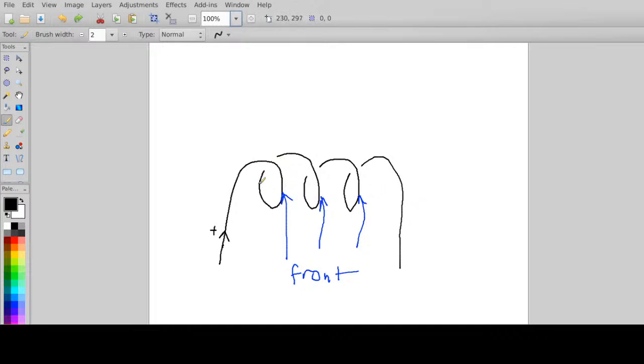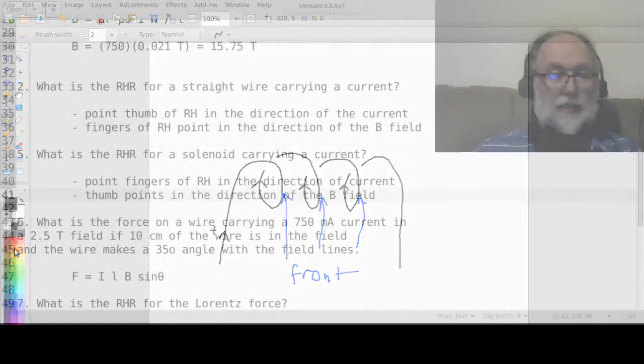So in the front, the current is going down. In the back, the current is coming up. Just remember that in the back, the current is coming up.